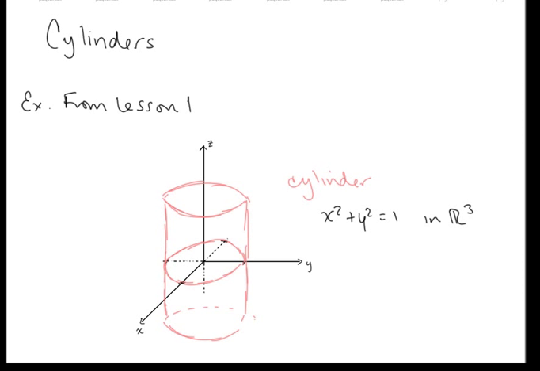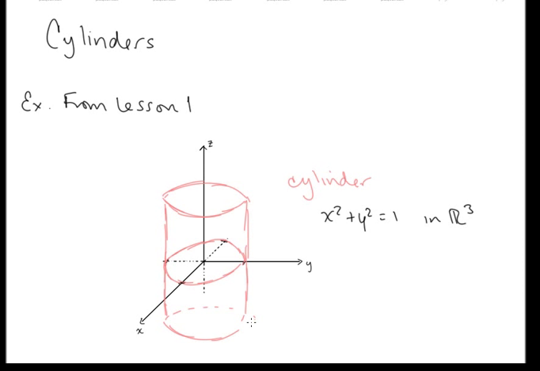In Lesson 1, we had this example, x squared plus y squared is equal to 1, and we took that sketch in 3 dimensions and recognized that it's a cylinder. We started by sketching x squared plus y squared equals 1 in the xy plane, and then we realized with this equation we have no restriction on z. It could take any value, and we shifted this circle up and down for any value of z. And so we get this cylinder here.